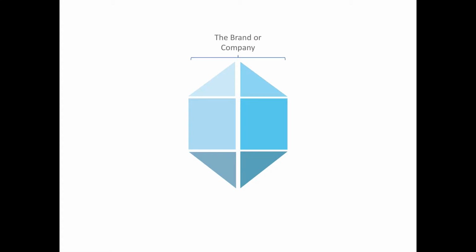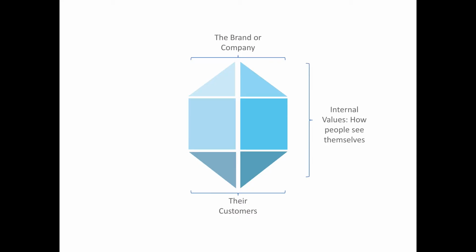Each facet explores a different part of that company and a different way of understanding it, but they're also grouped together in different ways. The top 2 facets are there to describe and talk about the brand or the company itself, while the bottom 2 talk about their customer base and who their products and services are ideally aimed at. The 3 facets that make up the right-hand side of the diagram talk about internal values, so how people or the brand or company see themselves, and the opposite of that obviously is the 3 on the left-hand side, which represent external factors and the way other people see the brand or people.